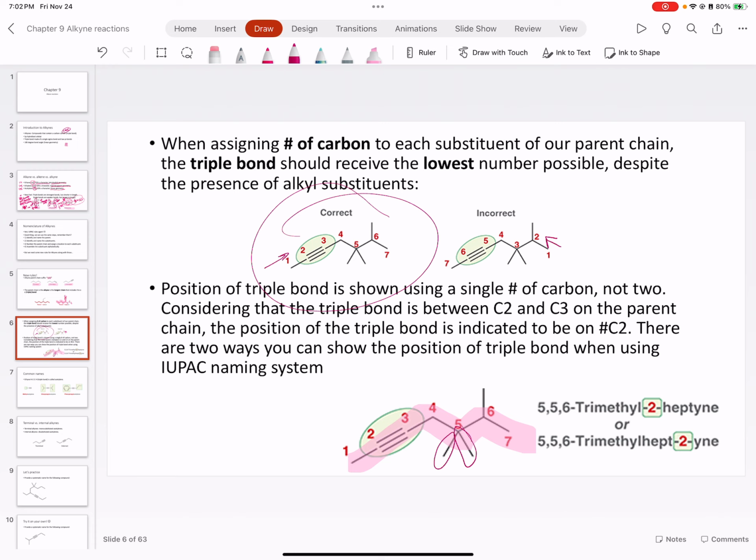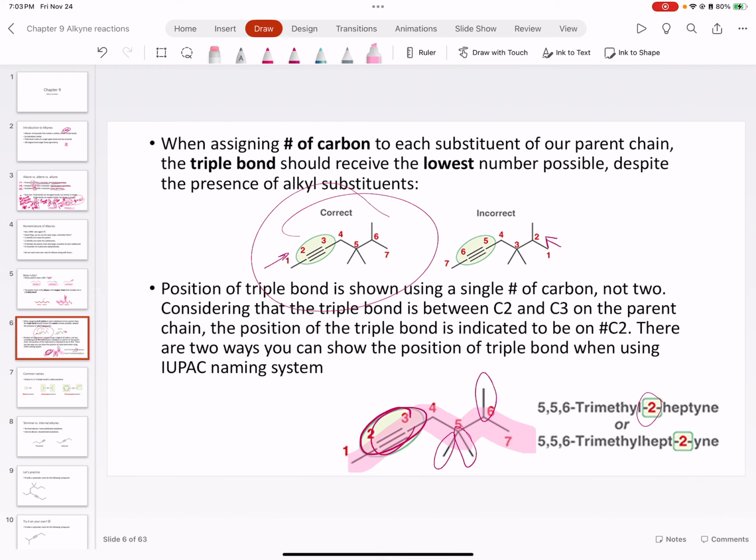And these ones are my substituents, as you can see. Normally when we have a double bond or a triple bond on our parent chain, we want to indicate where that double bond or triple bond starts. You can see that we have a bond between 2 and 3, right? So we're just going to indicate that the triple bond starts at carbon 2. We're not going to say that it ends at 3, we just say that it starts at 2.